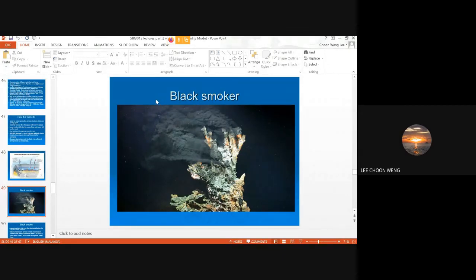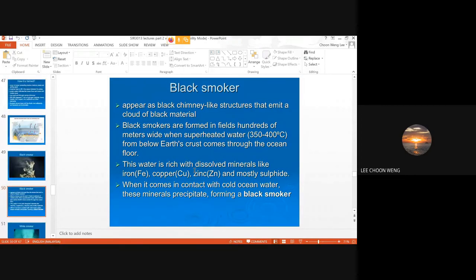Okay, so the chimney is here, you can see, and the smoke coming out is black in color. So it's black because of the dissolved minerals, specific types of dissolved minerals: iron, copper, zinc, and mostly sulfide. So it's about 350 to 400 degrees Celsius.